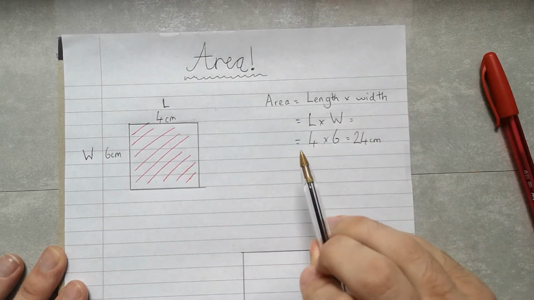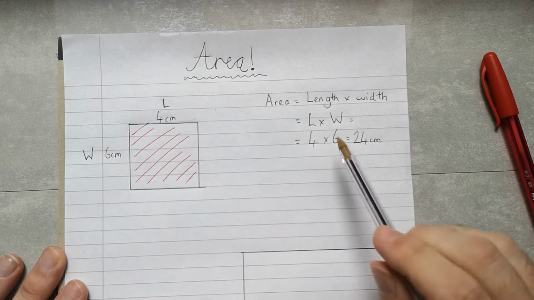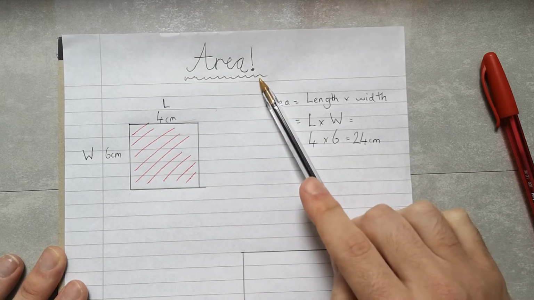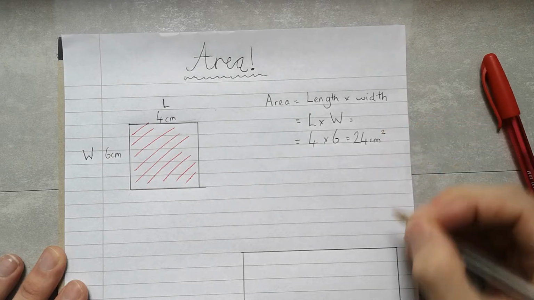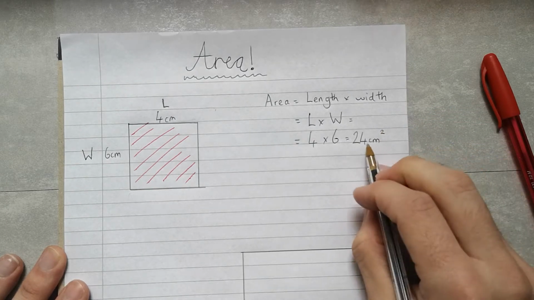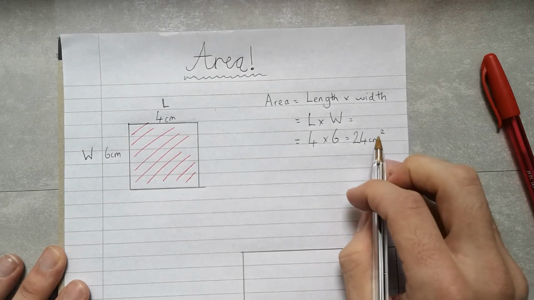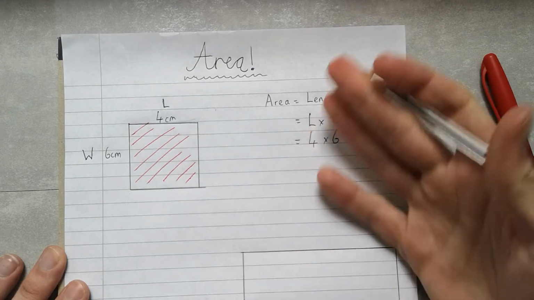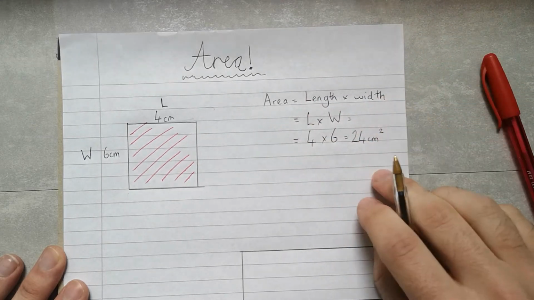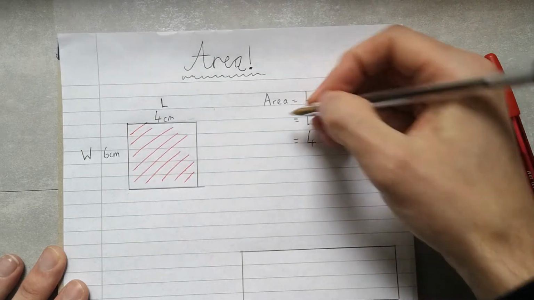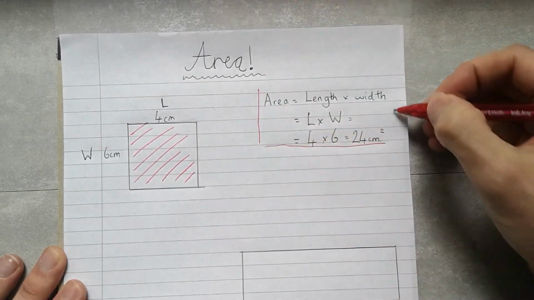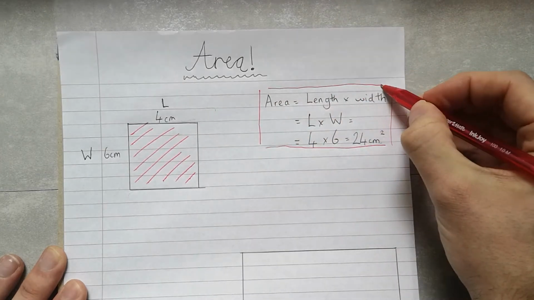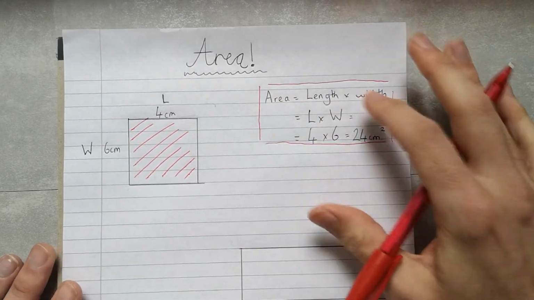Now there's one more thing we've got to remember when we're finding the area, and that's it always has the metric unit of squared at the end. Centimetres squared, metres squared, inches squared, feet squared, yards squared. It will always have that. So that's our little key for today, our little helper.